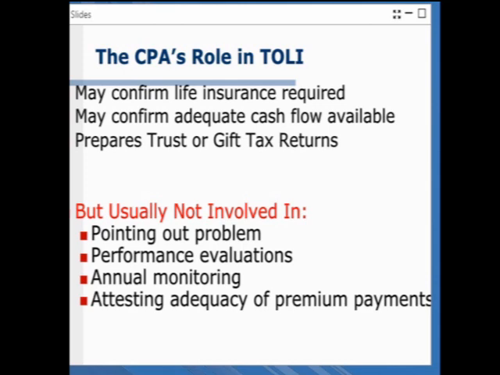The CPA may confirm that the life insurance is required, may confirm that adequate cash flow is available, and prepares the trust or gift tax returns, but is usually, again, not involved in pointing out the problems, the performance evaluations, nor the annual monitoring, nor most importantly, attesting to the adequacy of premium payments, meaning that there's enough premium in the policy to be able to bring it to either normal life expectancy or perhaps 4 or 5 years beyond normal life expectancy.